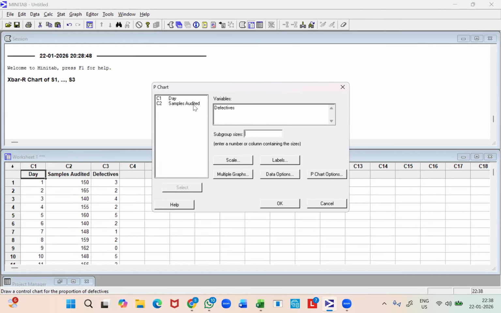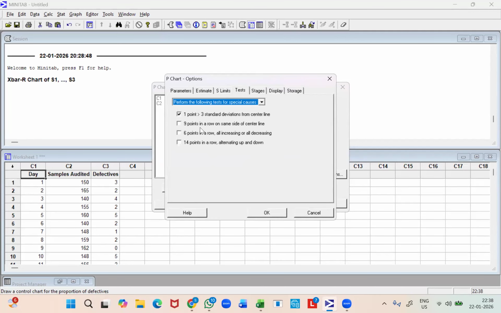We click on P-chart options and then click on Tests. As I told you, for discrete data we will have only the first 4 rules applicable for the discrete control chart. Only for continuous data control charts, or the variable control charts, will we have all the 8 rules applicable. So in case of discrete data control charts, we will have only the first 4 rules applicable for finding out the presence of assignable cause variation.